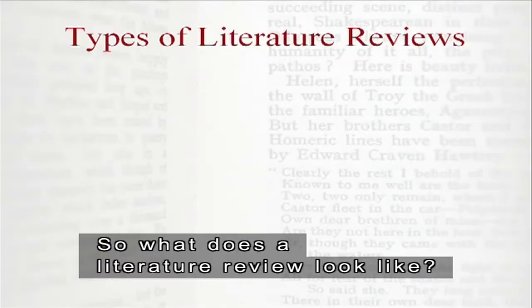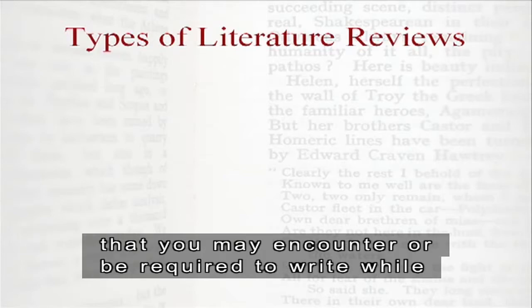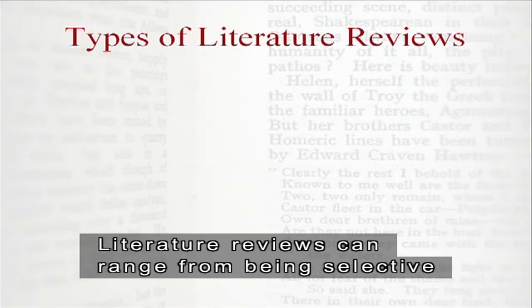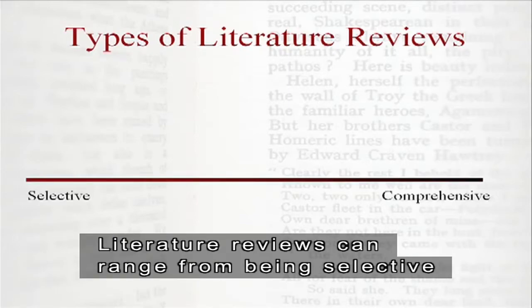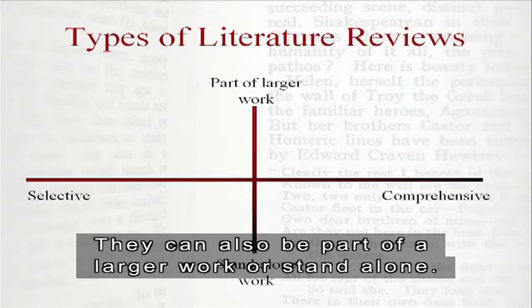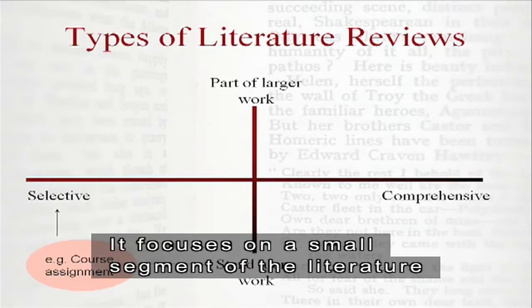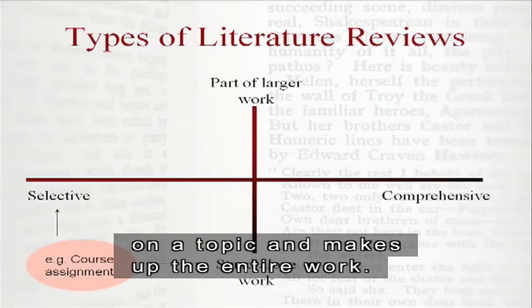So what does a literature review look like? There are different types of literature reviews that you may encounter or be required to write while in graduate school. Literature reviews can range from being selective to comprehensive. They can also be part of a larger work or stand alone. A course assignment is an example of a selective review. It focuses on a small segment of the literature on a topic and makes up the entire work.